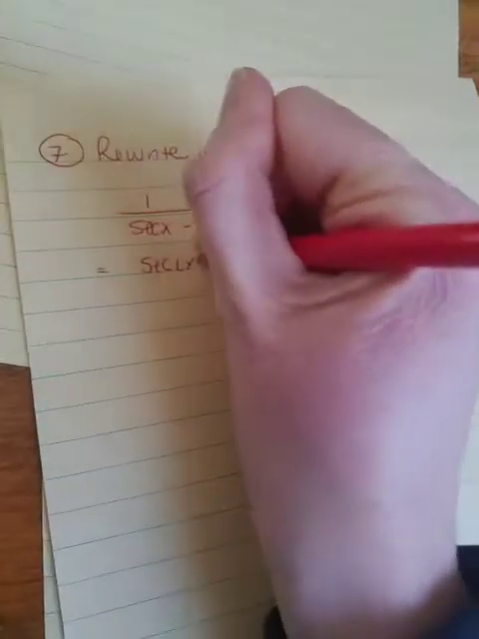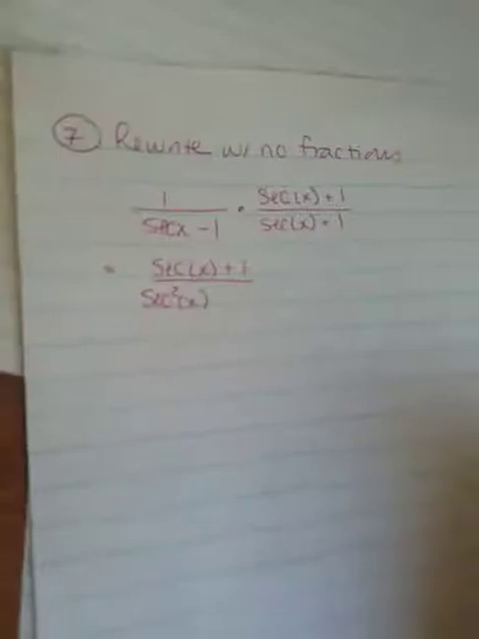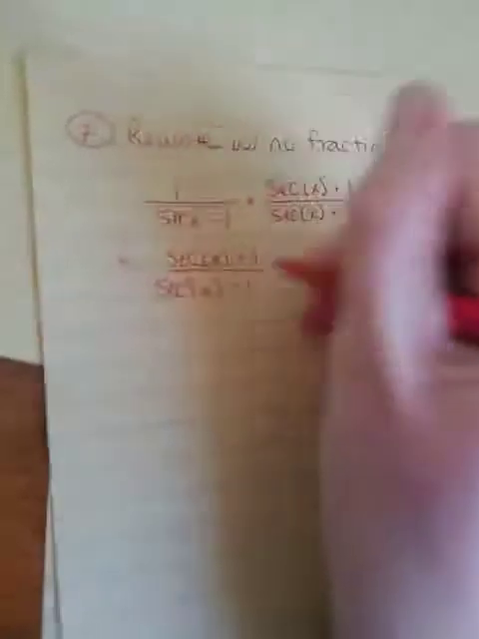Okay, so what does that equal? In my numerator, I get secant of x plus 1. In the denominator, you're going to have to FOIL that. And from that, you should get secant squared of x, and you are going to get a minus 1.